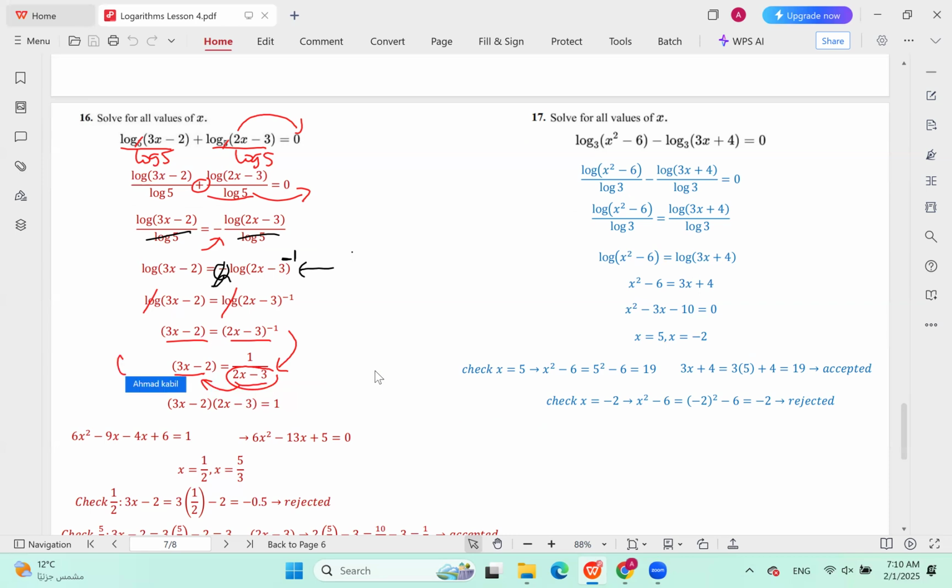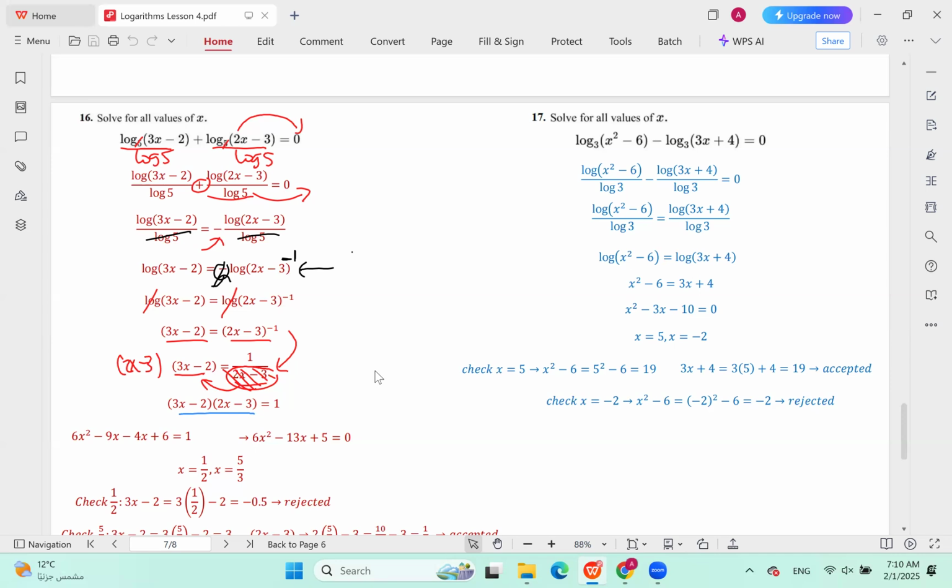So the 2x minus 3 goes here. And now you have (2x minus 3) times (3x minus 2) equals 1. And in this case, you're going to have to expand these brackets in order to solve. So that's what I did next.